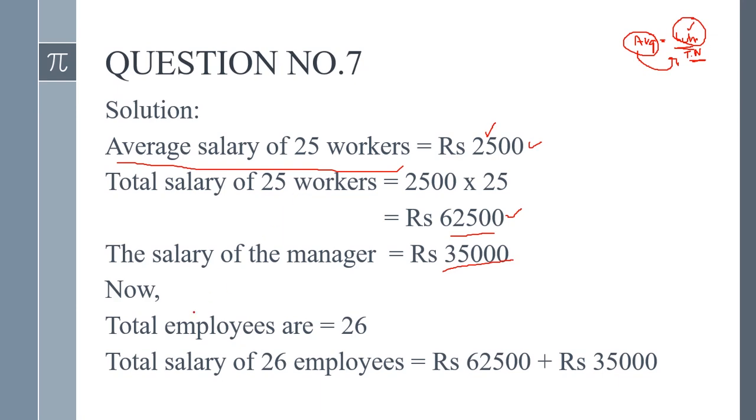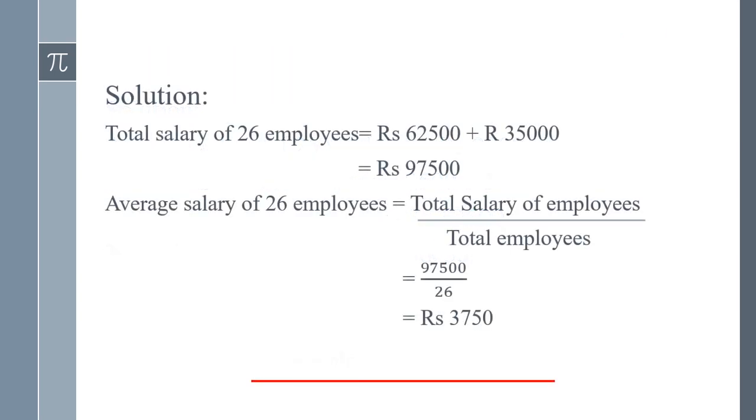Now we need to calculate the average salary of 26 employees. How will the salary of 26 employees become? We need to add this total salary of 25 workers and the salary of the manager. If we add these two up, we will get the total salary of 26 employees, because these are 25 workers and their one manager. We need to sum the salary of 25 workers and the salary of the manager. When we add these two up, we will get an answer of 97,500 rupees.